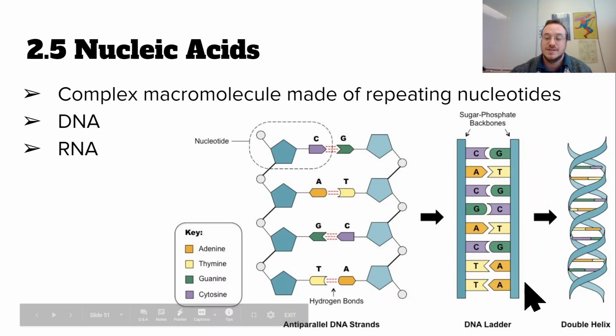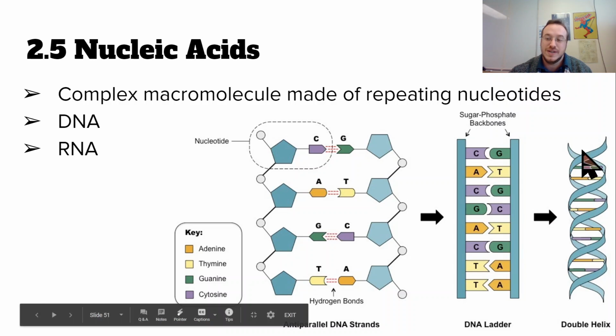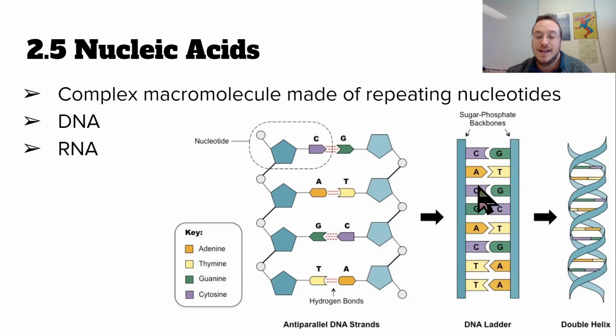And you get this ladder shape, which then twists, because of a few other factors we're not going to worry about right now. It twists and makes this double helix of DNA. DNA is called deoxyribonucleic acid. So right there at the end, nucleic acid, right?